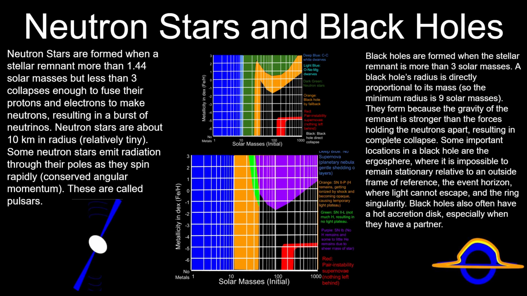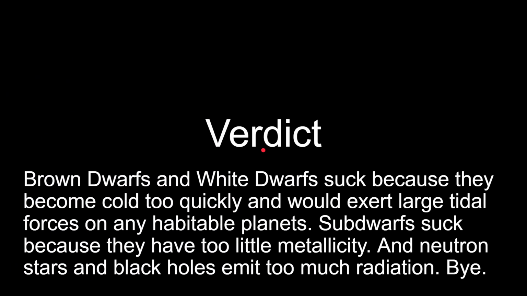apart. And some important locations of a black hole are the ergosphere, where it's impossible to remain stationary relative to the outside frame of reference, the event horizon, where light cannot escape, and the ring singularity. They also often have a hot accretion disk, especially when they have a partner to accrete matter from.